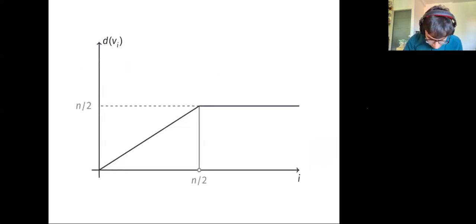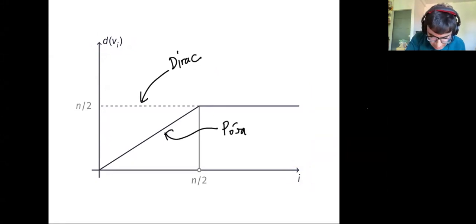And so we can draw this kind of picture here. If I order the vertices using this numbering here, and you have the degrees on this axis, Dirac's theorem says that every vertex should have degree at least n over 2 to have this Hamilton cycle. But Pósa says that you can actually have half of the vertices with a lower degree. The degrees should satisfy this graph over here, but the degree can be much lower than n over 2, right? So this is one way in which you can find a stronger theorem by weakening the assumption of Dirac.